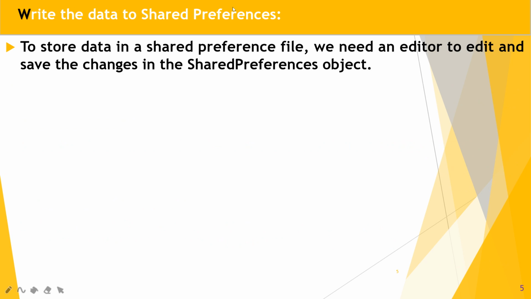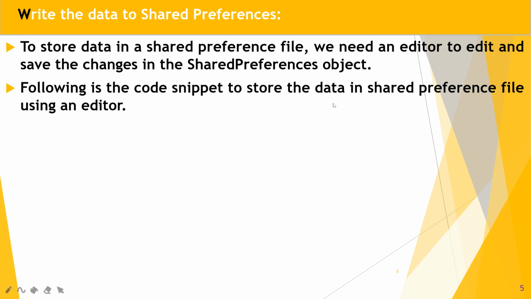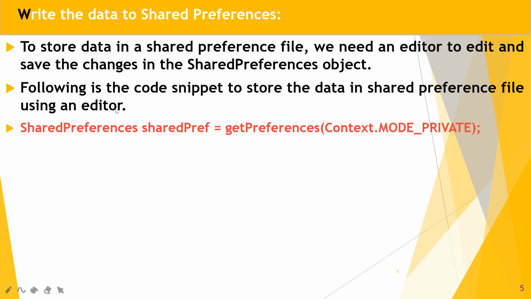So the next part is how to write data to the shared preference file. To store the data in a shared preference file, we need an editor, that is, an object of the Editor class, to edit and save the changes in the shared preference object. So first, we have to create the object of SharedPreferences. After that, we have to create the object of the Editor class to edit the shared preference file. Guys, hope you understand this theme. So following is the code snippet to store the data in the shared preference file using the editor object.